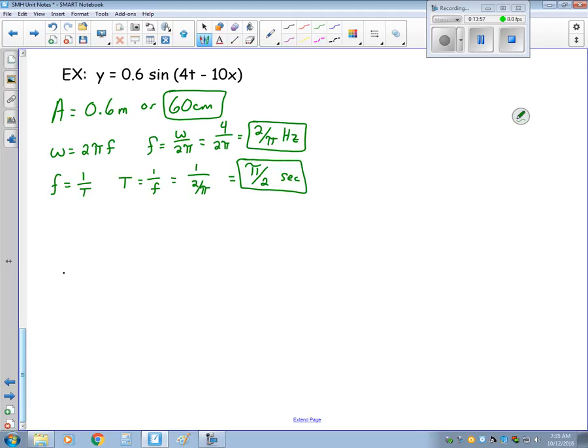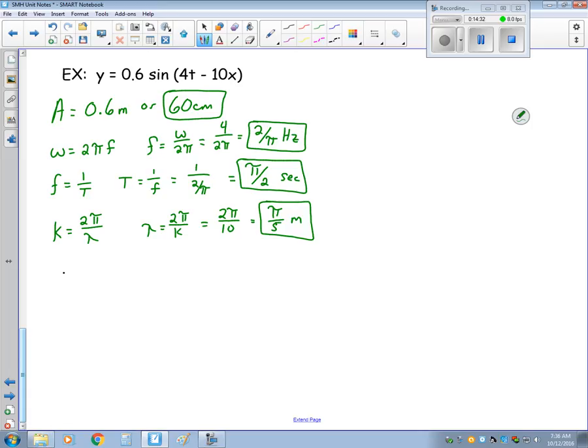The next thing we can find is the wavelength. So the spatial frequency, k, is equal to 2 pi divided by our wavelength. So then our wavelength must equal 2 pi divided by our spatial frequency. So that means we've got 2 pi divided by 10, which equals pi over 5 meters. So that's our wavelength, pi over 5.